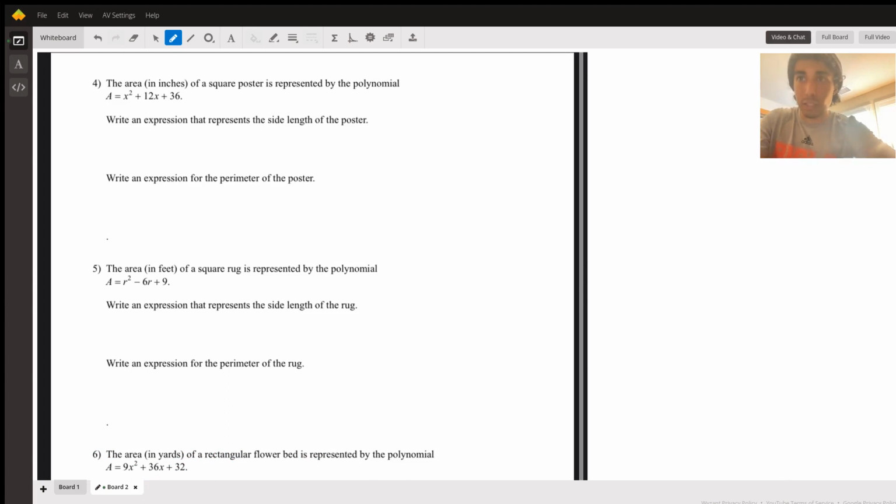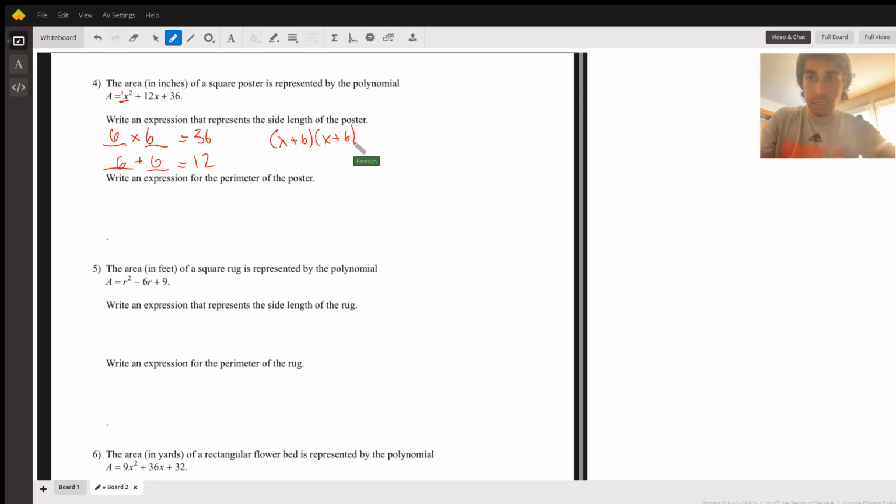All right, here's the rest of these. Again, we're back to some easier ones because notice our A here is 1. So we just want two numbers. They multiply to 36 and they add to 12. A little easier this time, right? 6 and 6, because those two multiply to 36 and add up to 12. So for our side lengths, we've got x plus 6 and x plus 6.